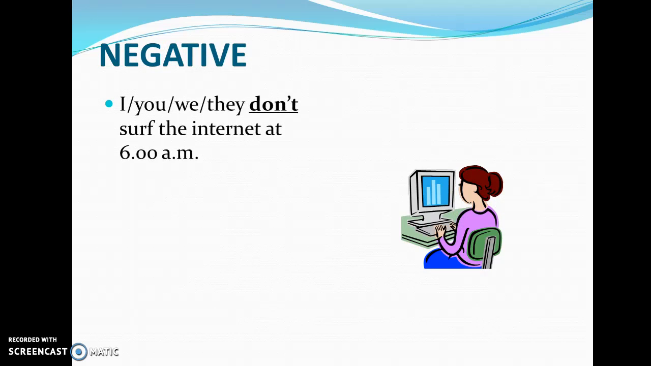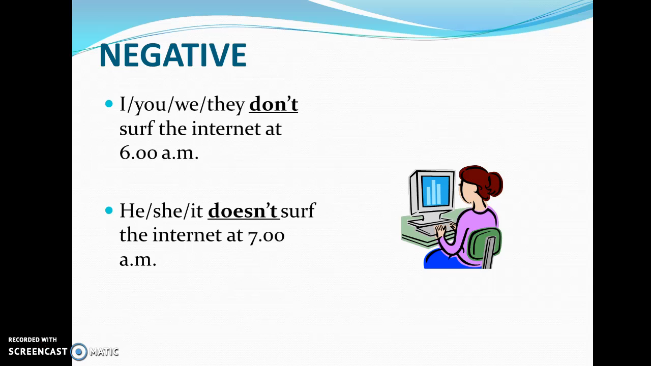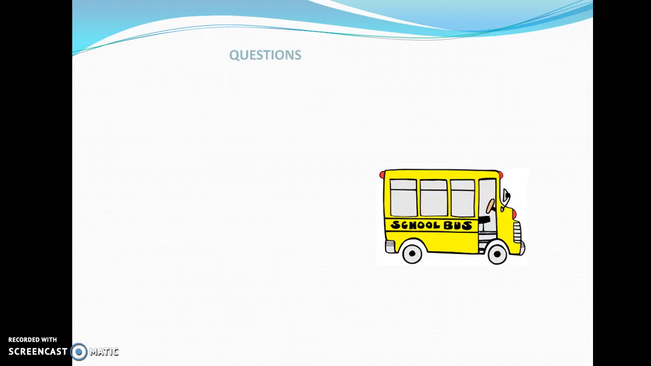Negative. For I, you, we, they, the auxiliary is don't in the negative form, as you already know, and the verb keeps the base form because the word that indicates the tense is the auxiliary. I, you, we, they don't surf the internet at 6 a.m. And for he, she, it, the auxiliary is doesn't, and the verb in the base form. He, she, it doesn't surf the internet at 7 a.m.